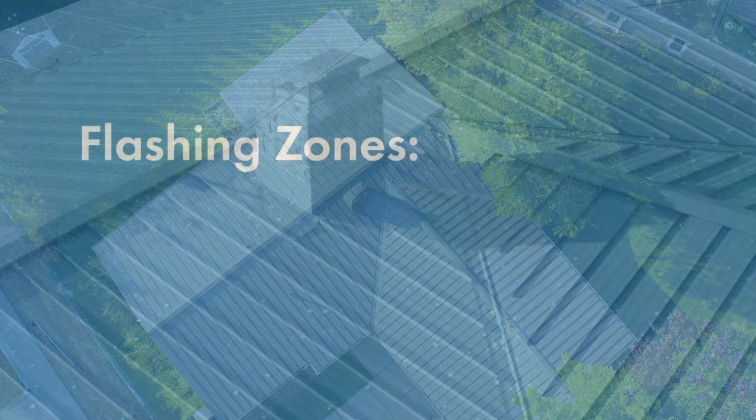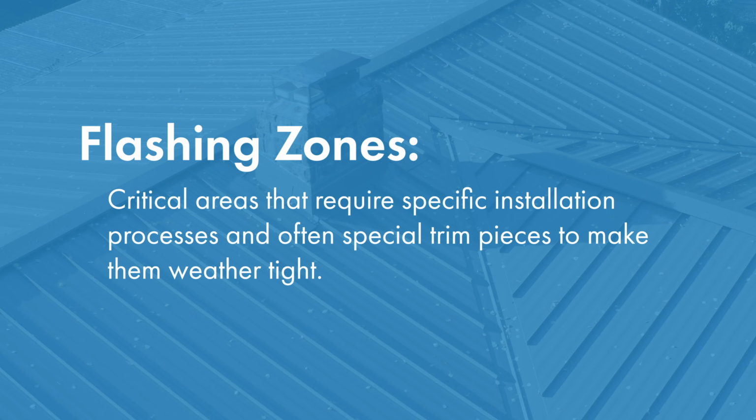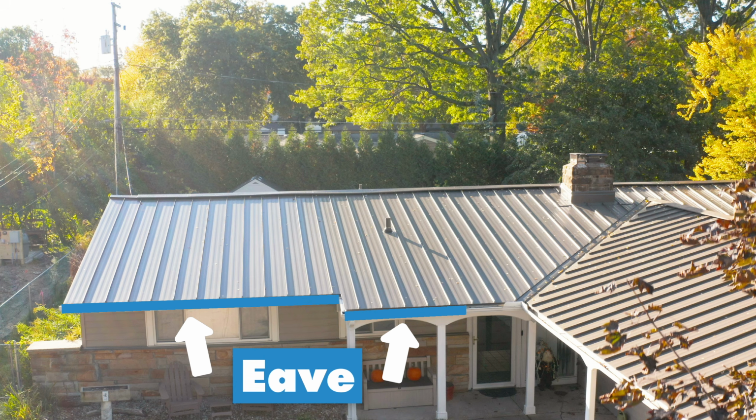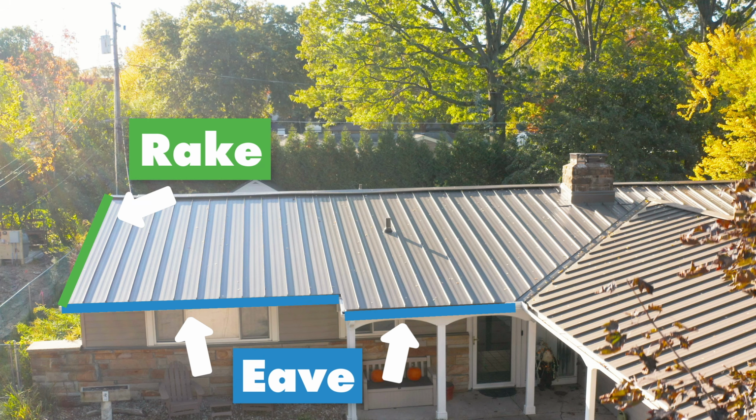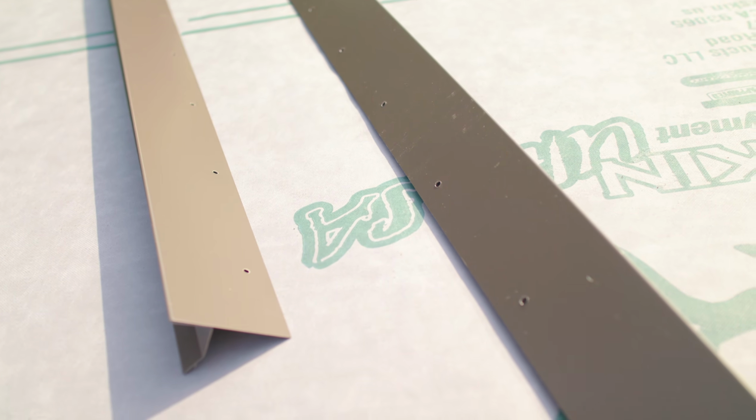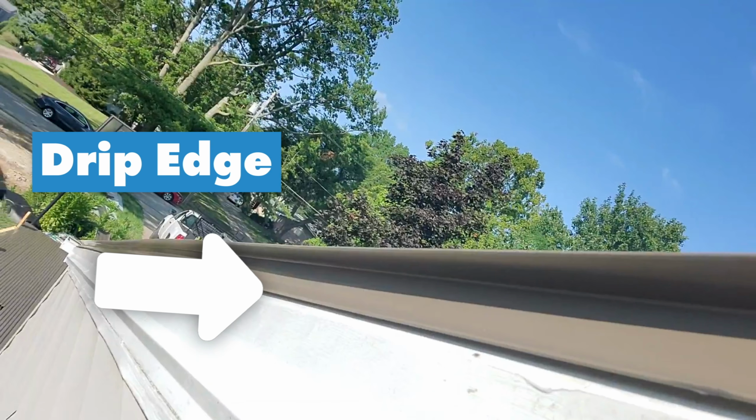Let's take a closer look at the roof plane on the front of the house and learn about a few common flashing zones, which are critical areas that require specific installation processes and often special trim pieces to make them weathertight. This is an eave, which is typically the roof's lowest horizontal edge. A rake is the slanting edge of the gable wall. Both eaves and rakes are considered to be perimeter trim and utilize metal bent to form a drip edge intended to encourage water to drain away from the building's walls.